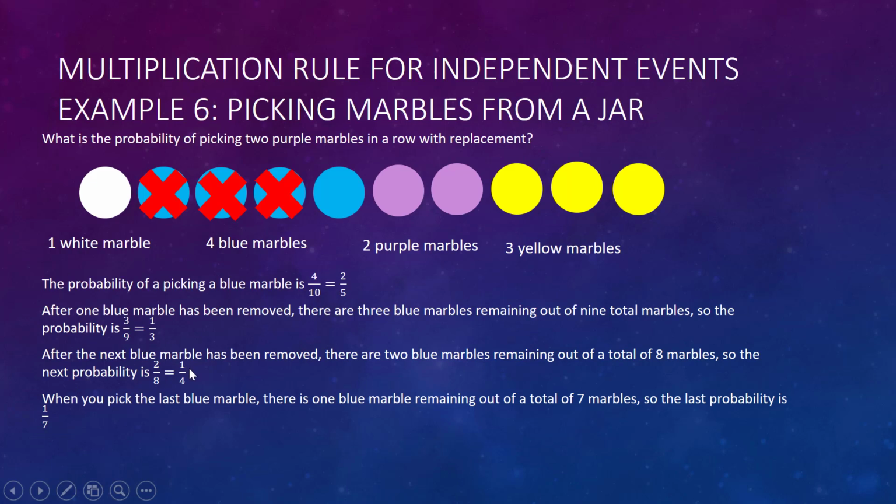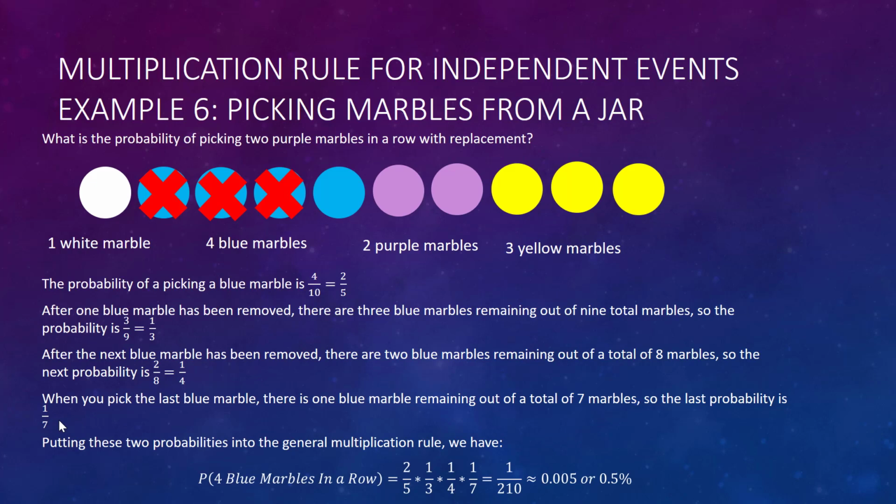What should we do with these 4 fractions? If you said to multiply them, then that is correct. Doing that, we get 1 over 210, which is about 0.5%.